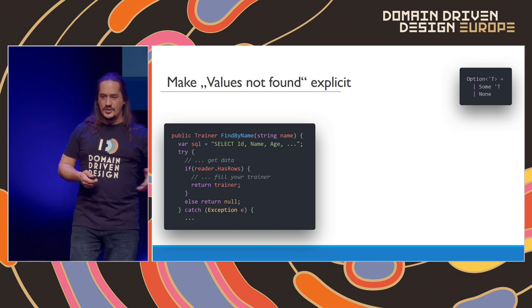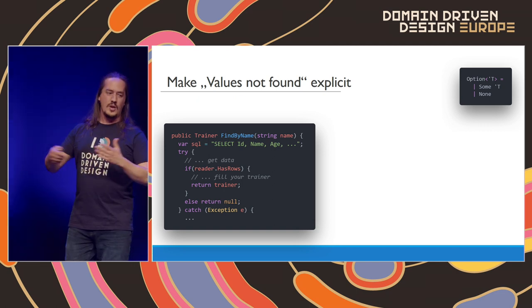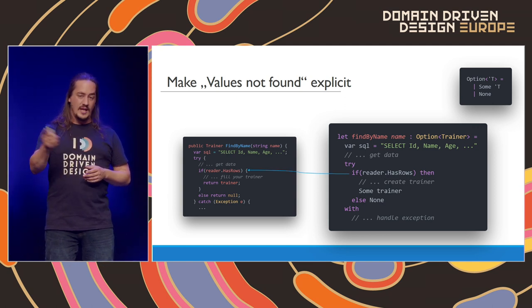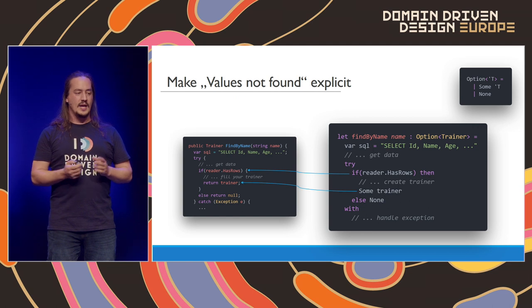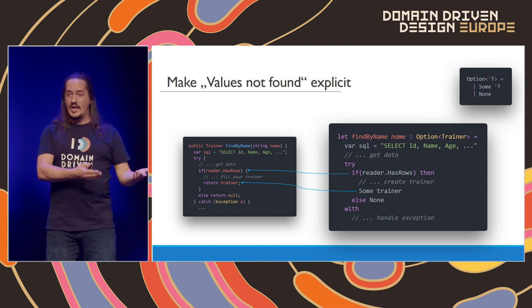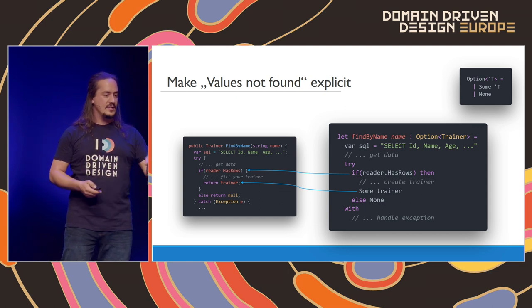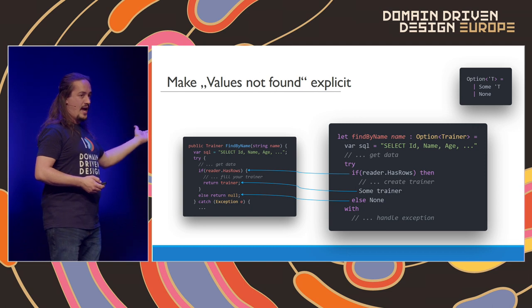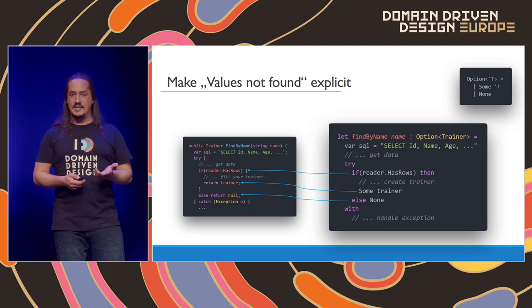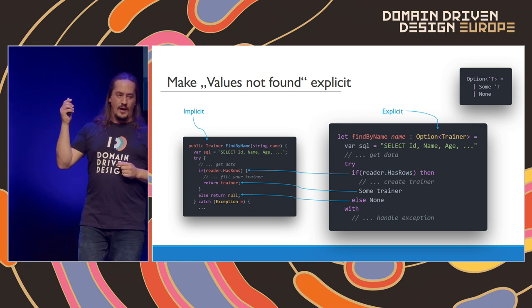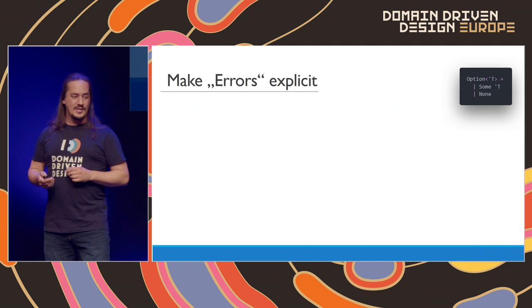So we go through the repository here, and if the trainer has rows, then we return a certain trainer, right? Same thing we can do with optional types, but in this case, in case there are rows, instead of returning just an object, we return some object, which is one of the cases of the optional type. So we say, hey, here is a trainer. It's packed in a box, but it's a trainer. In the case if there is no entry, we return none, making it explicit. So you're getting the gist by now, I guess. Meaning from the implicit to the explicit, which is, again, the point, right?